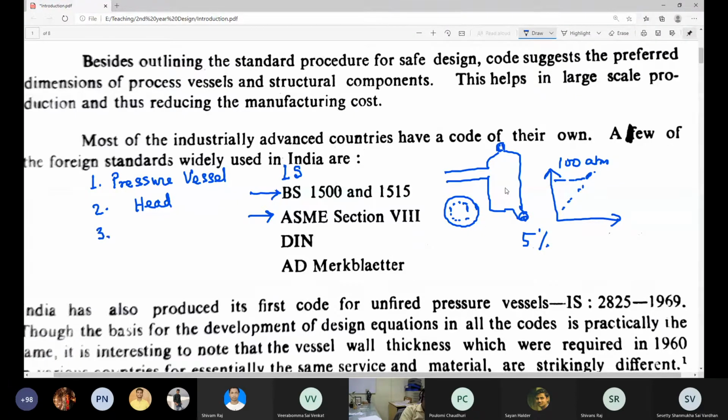Then number three is compensation for opening. Compensation for opening means, suppose I make an opening in this part so that the pipe can go and fluid can go into this pressure vessel. So I have made an opening here, right? The moment you make an opening, you remove some material. So this material was doing what? This material was supporting, right?